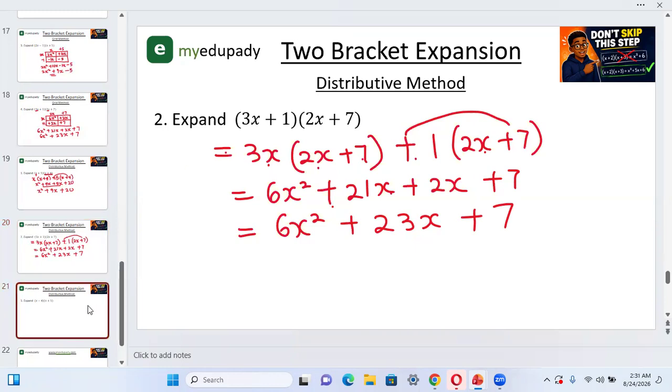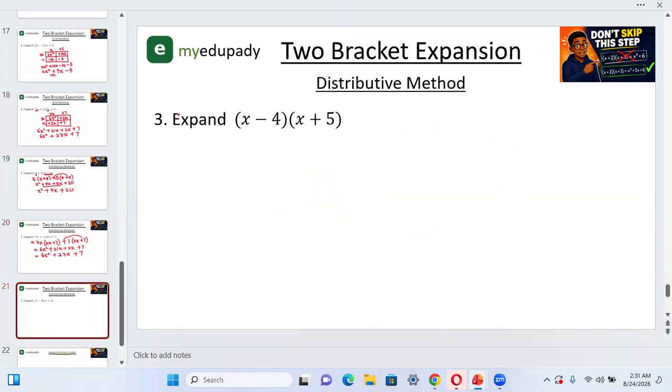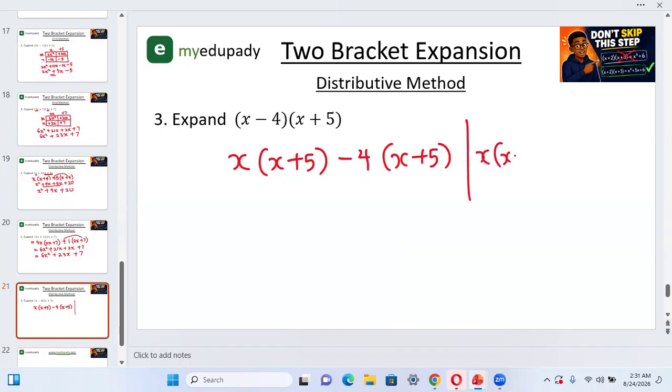Right. So let's take a look at the last question using the distributive method. And we have x minus 4 in brackets and x plus 5 in brackets. So we write x first and x plus 5, and minus 4 and x plus 5. Now, often students ask me this question, can I use x plus 5 instead of x and minus 4 for the first? Yes, that will also be correct. What does that mean? It means you can say x and x minus 4. You can say plus 5 and x minus 4. That also will be very much correct. We can do the two so that you see that we are very much correct.